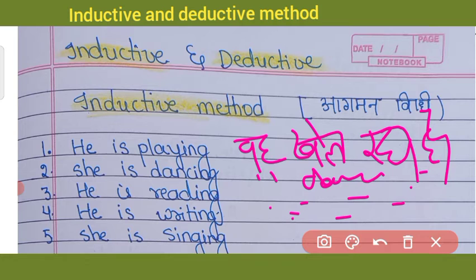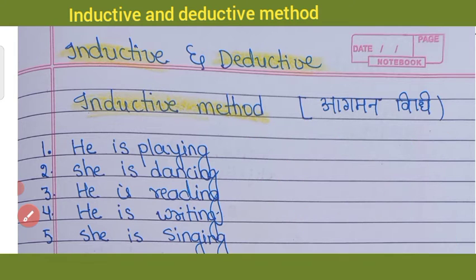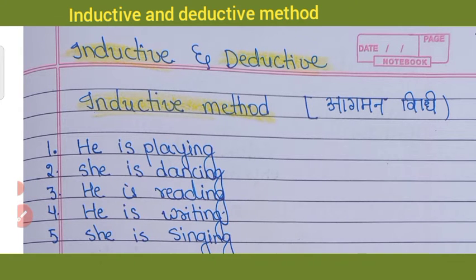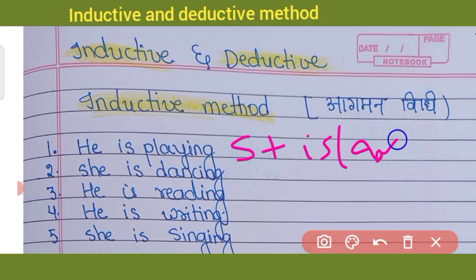After that, when students understand all these sentences and how to make them, students will also try to make 2 or 3 sentences by themselves. After that, the teacher will tell them that this is how we construct the present continuous tense. Then she will tell them the rule of present continuous tense: subject plus is/am/are plus V1 plus ing plus object.